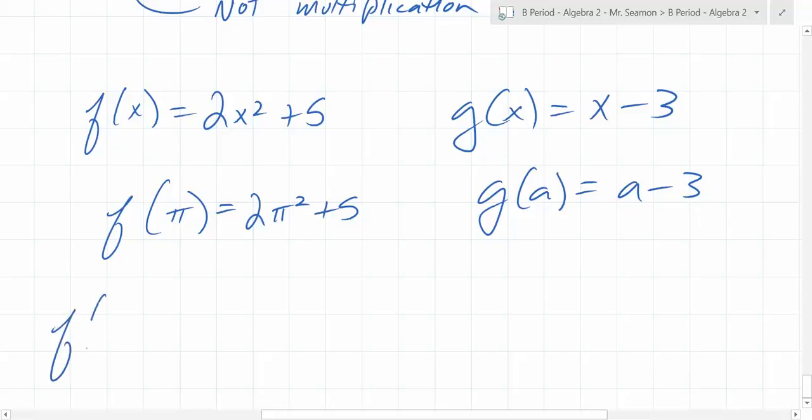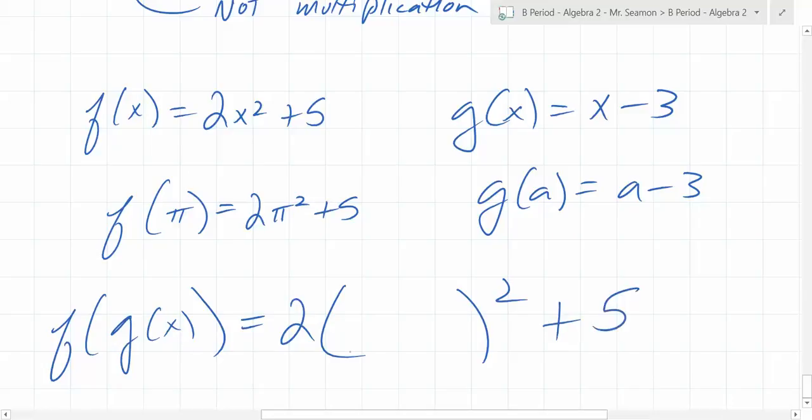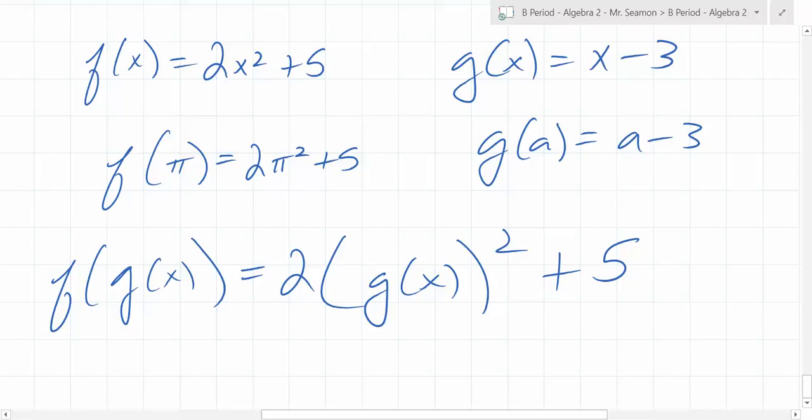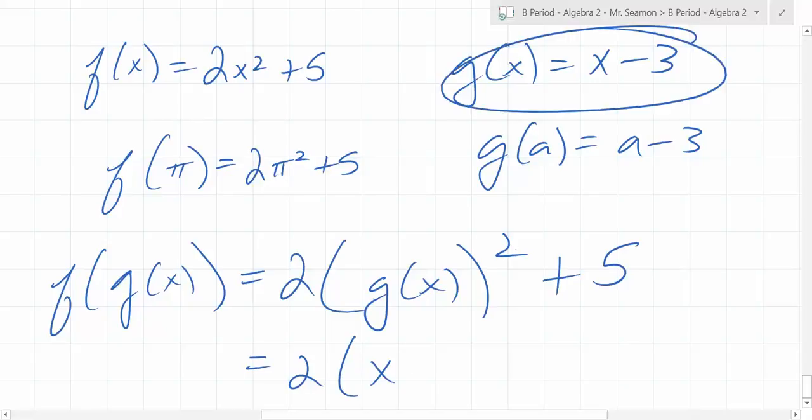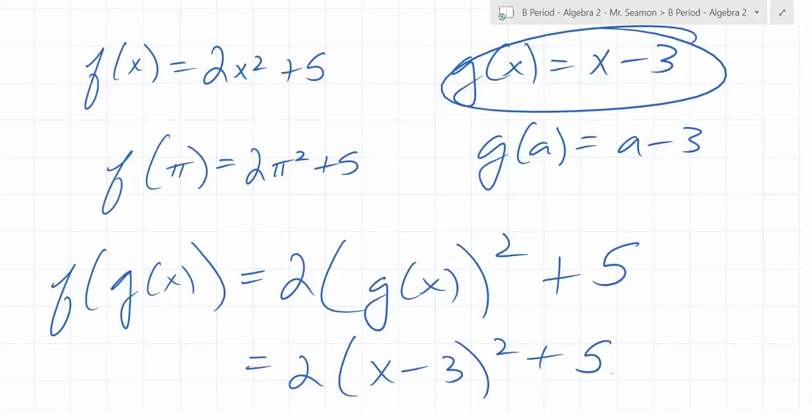So what does this mean? F of g of x. What am I plugging in? Instead of x, what am I writing? G of x. And what is g of x? Well, it's x minus 3. So what did I just do? I plugged g into f. You're plugging g into f.